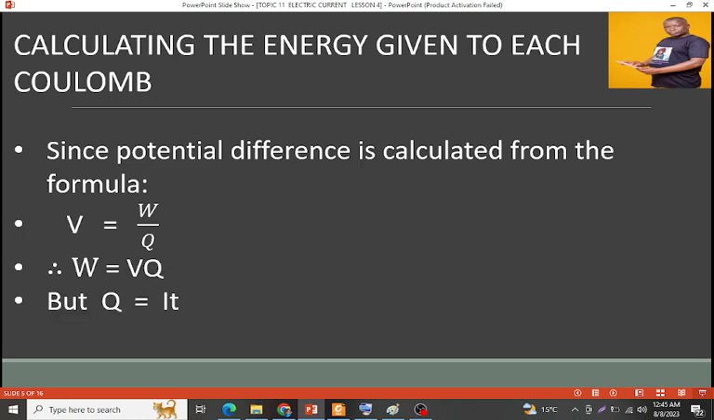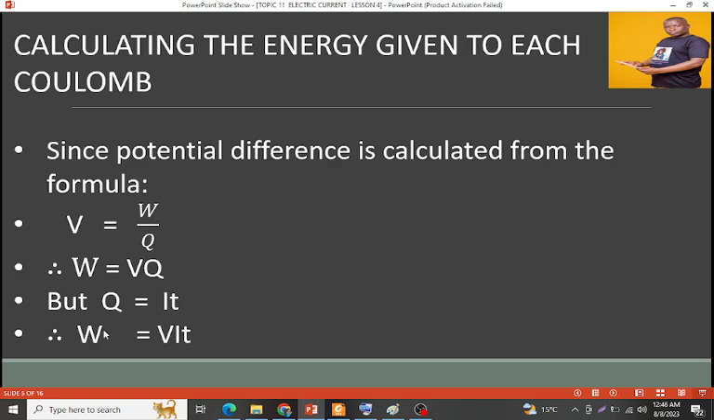But from our previous lesson, we saw that charge Q is equal to current times time. So where there is charge Q, we simply replace that with current times time, so that work done now is going to look like this: work done will be voltage times current times time.